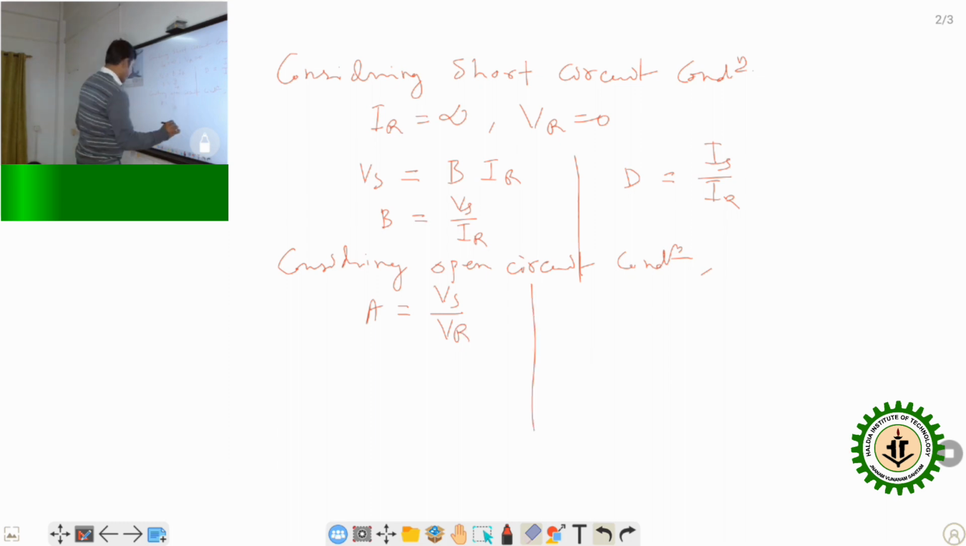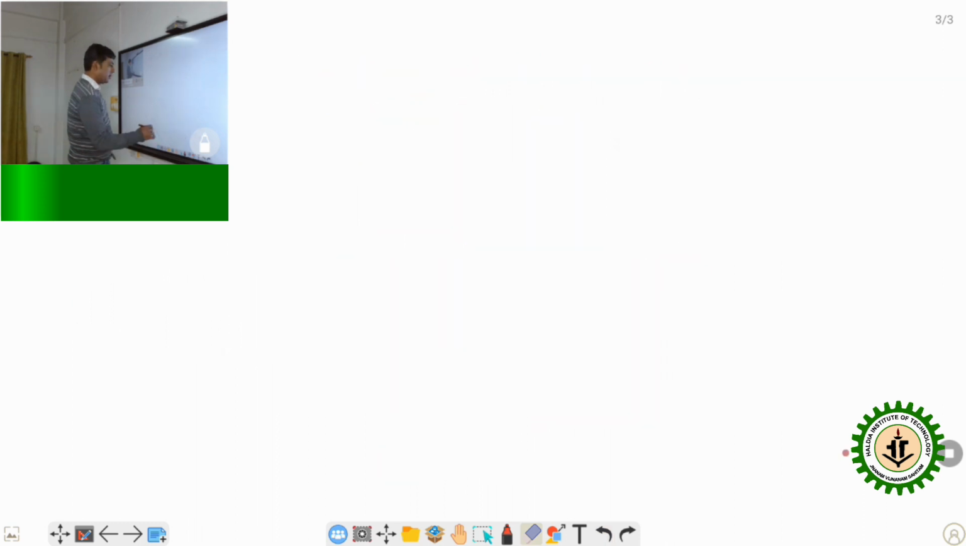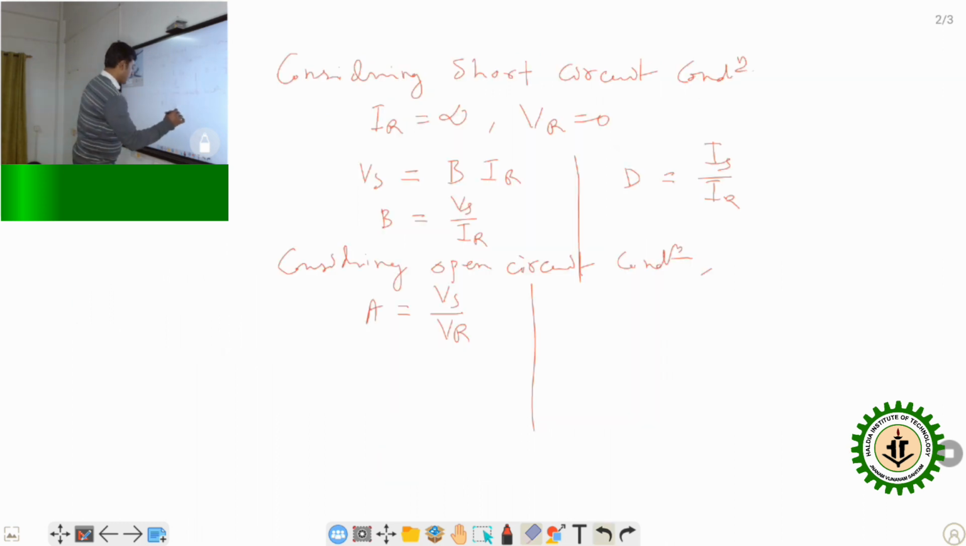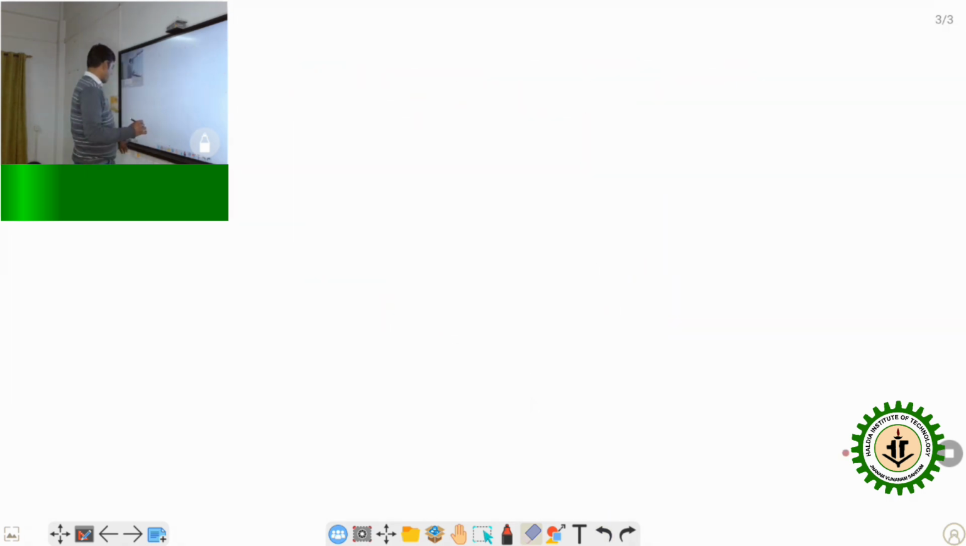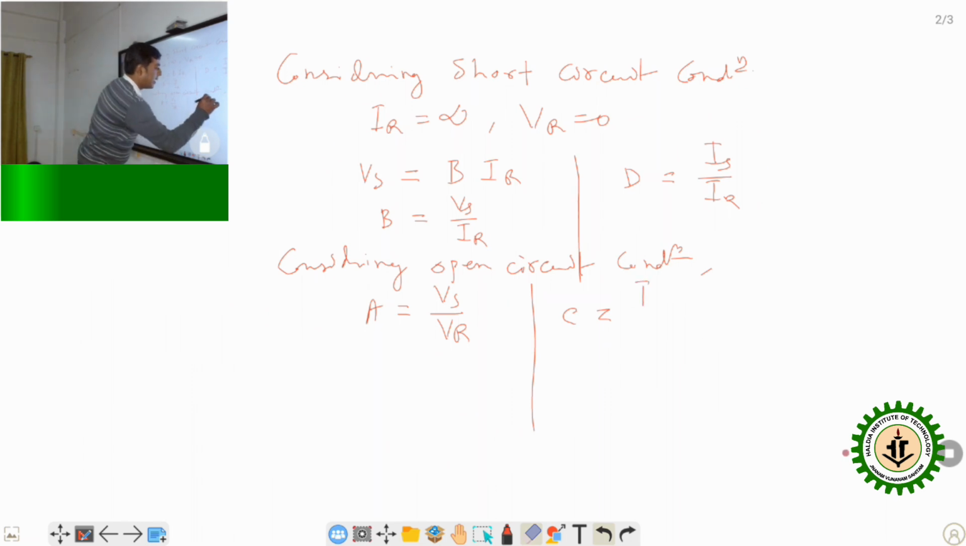Okay. And further, C equal to Is divided by VR. Is divided by VR.